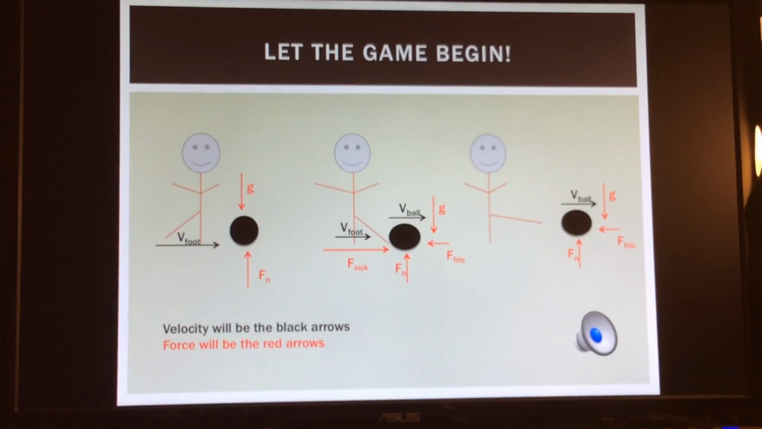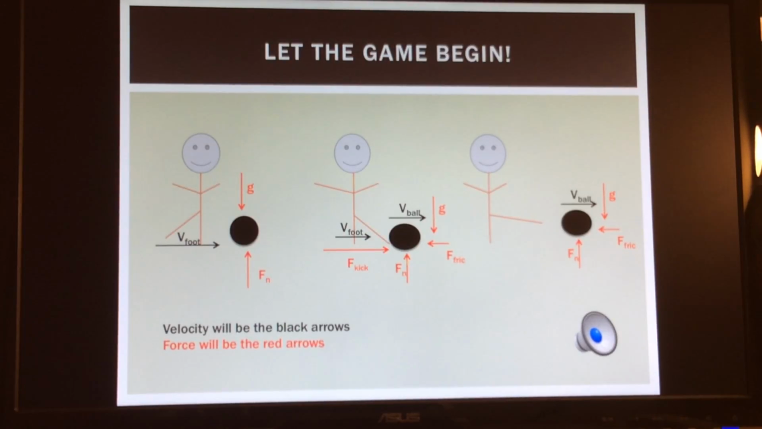So starting with the first stick figure, we can see that his foot has a velocity, and this just represents his foot swinging toward the ball. The ball and the stick figure both have a force of gravity that are working on them and a normal force.